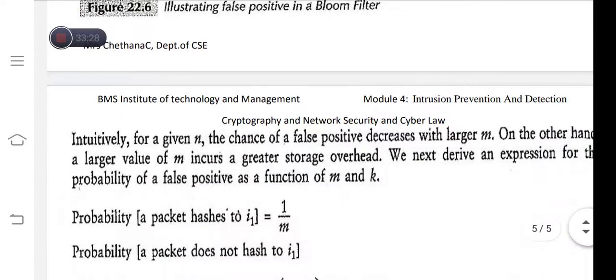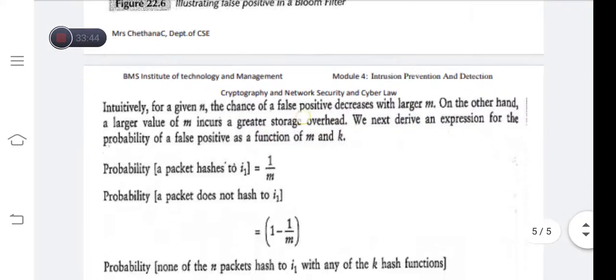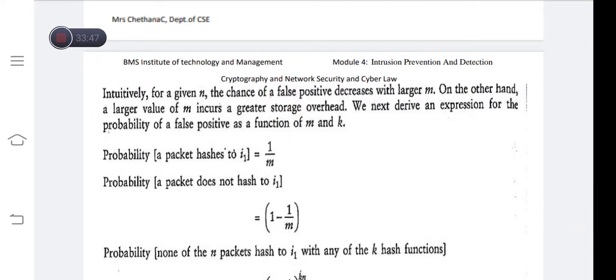Okay. So now to derive the equation for the false positive, let us see what the false positive is here. For a given n, the chance of false positive decreases with larger m. On the other hand, a larger value of m incurs a greater storage overhead. So let us derive an expression for the probability of a false positive as a function of m and k.